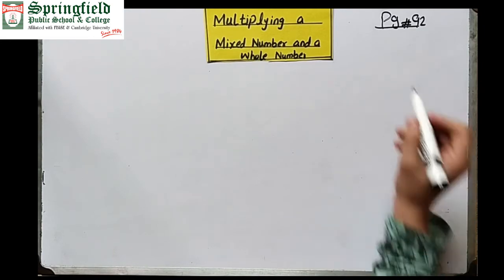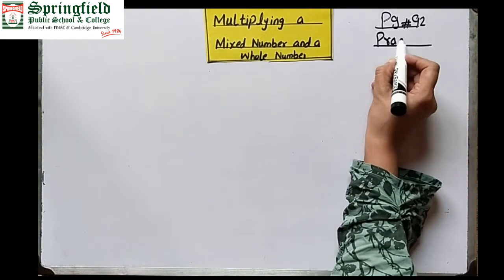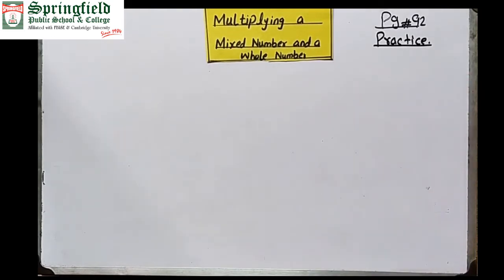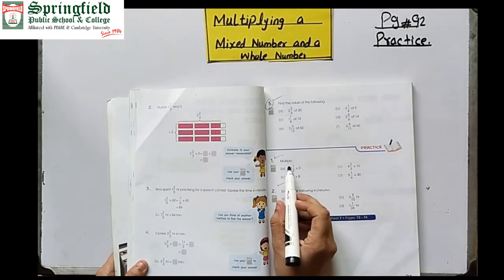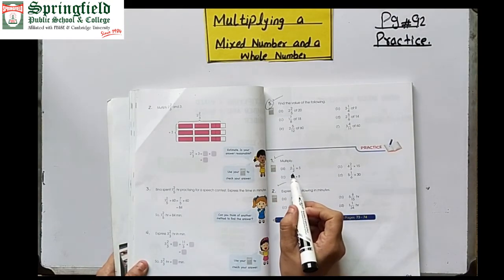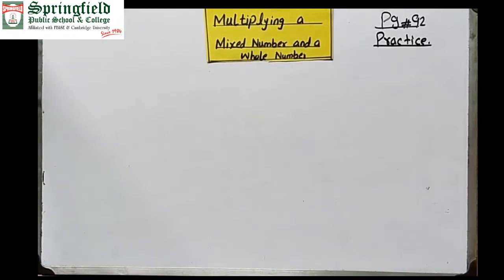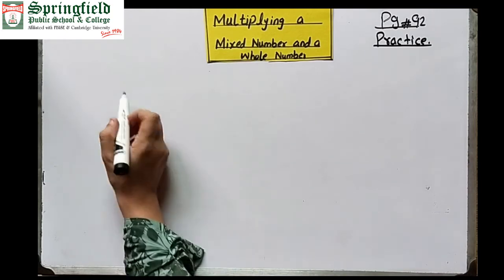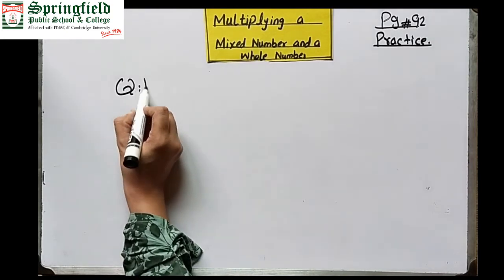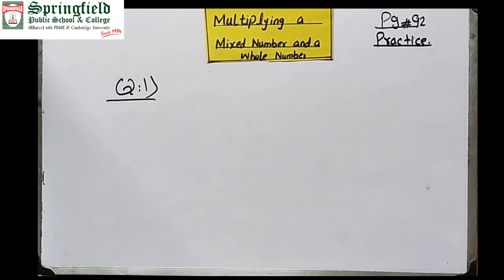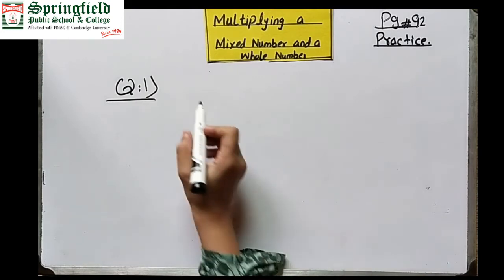Okay, now come to the practice question. Page 92, practice question. The practice question, question 1 is multiply, simple multiplication. Mixed number and a whole number. And we have already done different types of examples. Fine? And I guess you can solve all these questions. In question 1, I will do just one part in both questions and rest all the parts you will do yourself. So question 1, and come to part D, the last part.